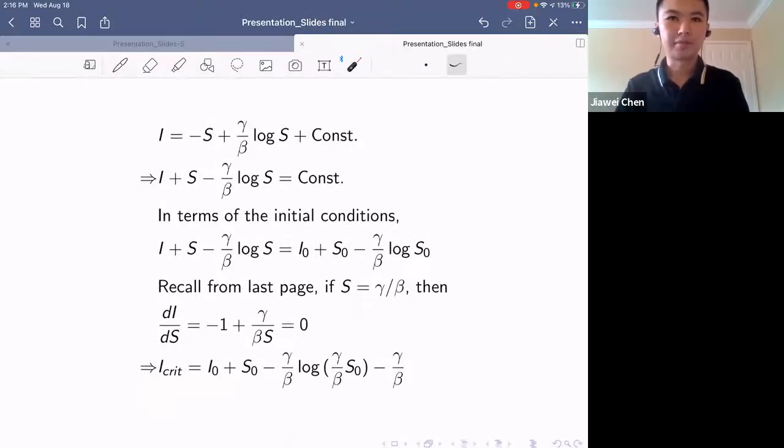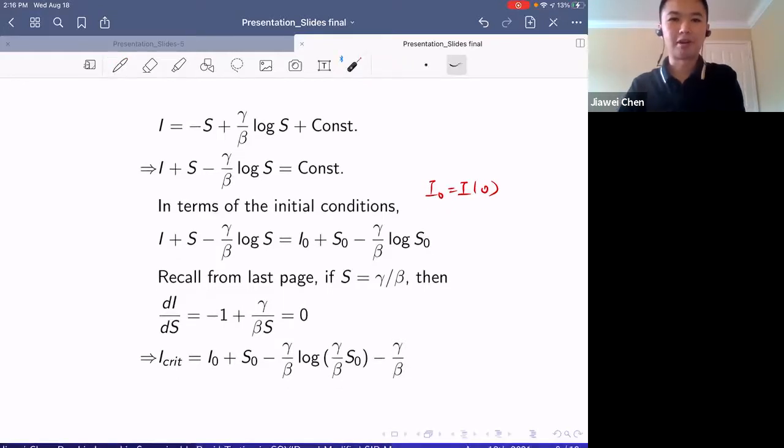So here are some more steps. If we move all the variables to the left-hand side and only leave the constant on the right-hand side, we can actually write this in terms of the initial condition. So I0 and S0 denote the initial infected and the initial susceptible population. And recall from last page that dI over dS equals negative one plus this constant times one over S.